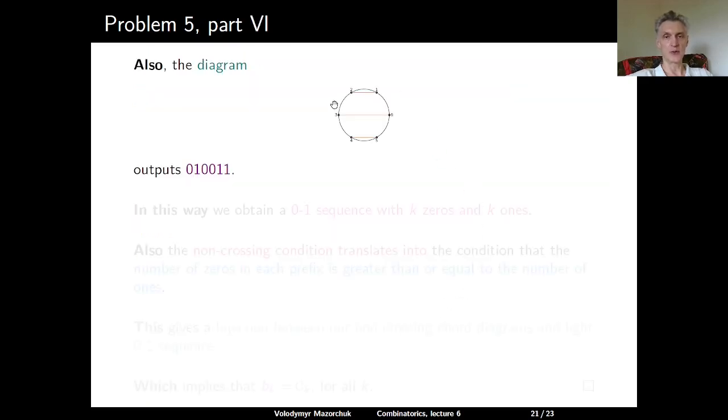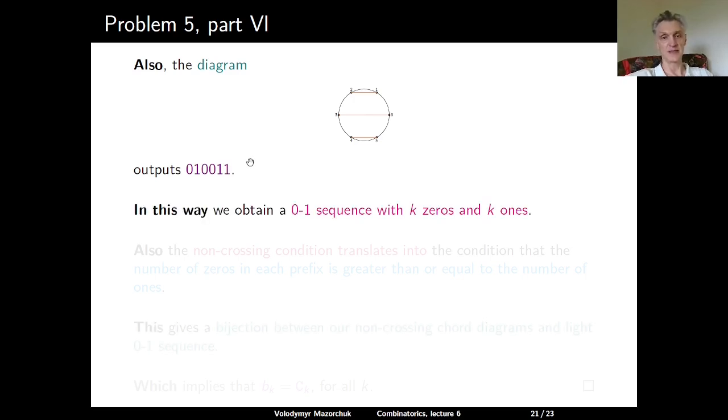Similarly, if we connect 1 and 2, then 3 and 6, and then 4 and 5, we will get the sequence 0, 1, 0, 0, 1, 1. 1 is a starting point, we have 0. 2 is a terminal point, we have 1. 3 is a starting point, we have 0. 4 is a starting point, we have 0. 5 is a terminal point, we have 1. 6 is a terminal point, we have 1.